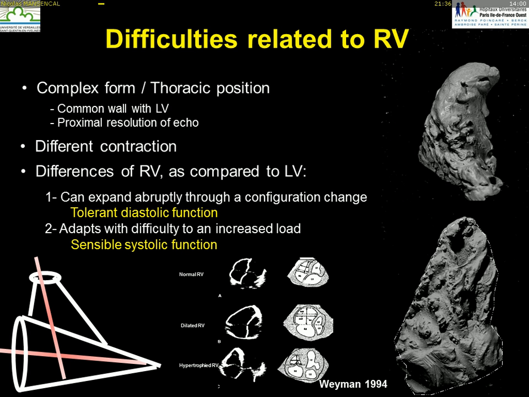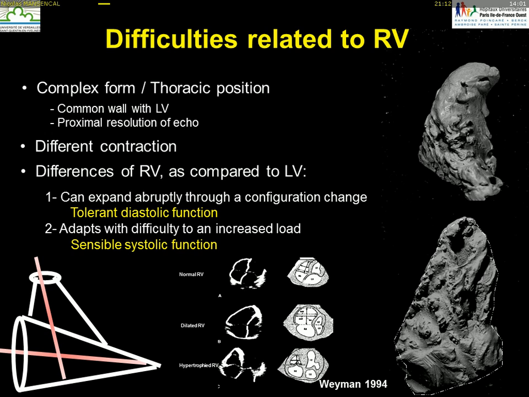The study of the right ventricle is very difficult because the right ventricle has a complex form and a thoracic position. We have two major problems with the right ventricle: a common wall with the left ventricle, and also a problem of the proximal resolution of echocardiography.